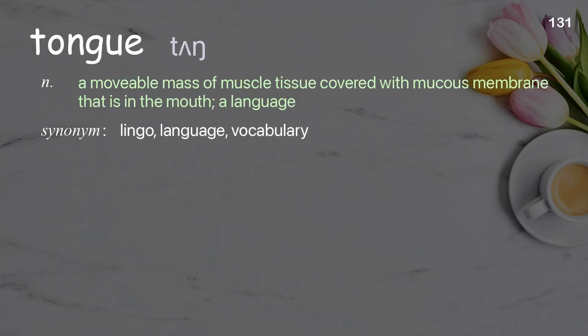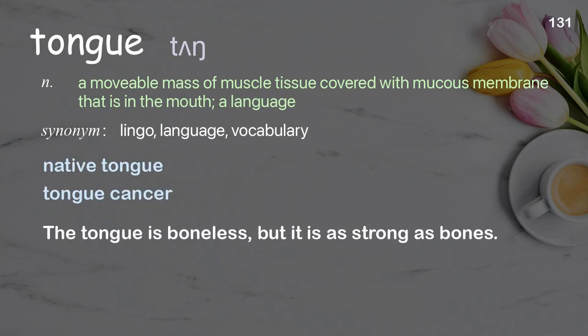Tongue. A movable mass of muscle tissue covered with mucous membrane that is in the mouth, a language. Examples: native tongue, tongue cancer. The tongue is boneless, but it is as strong as bones.